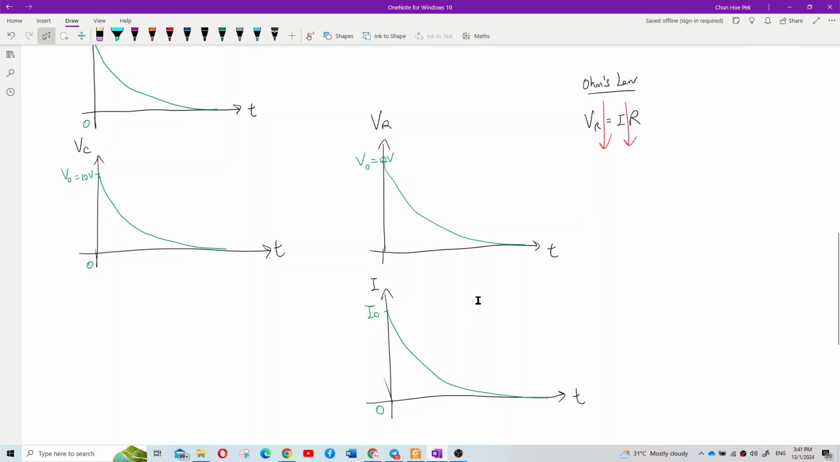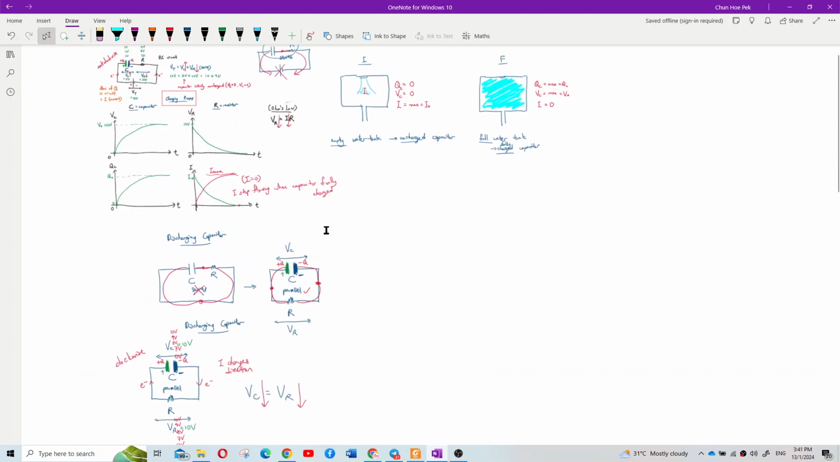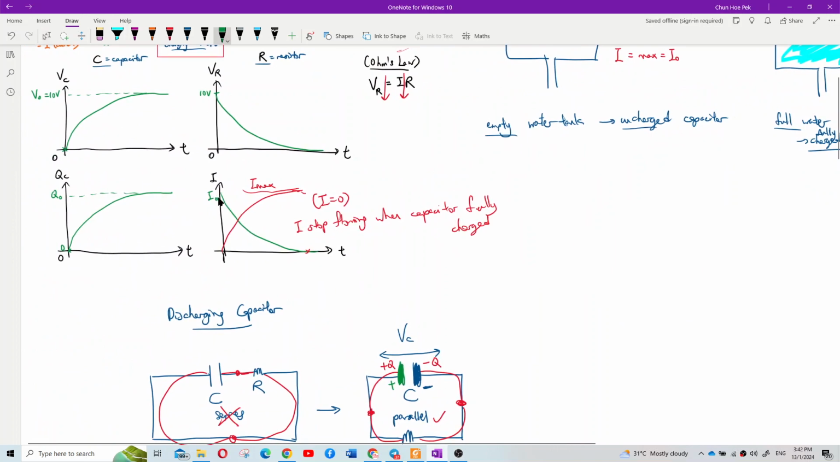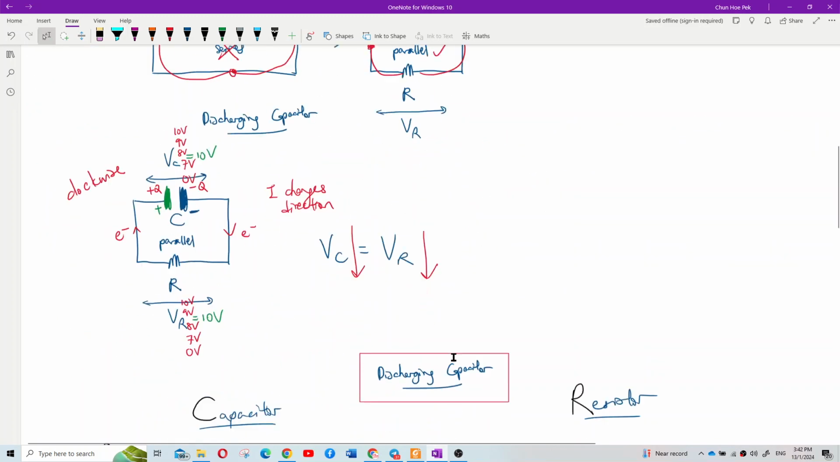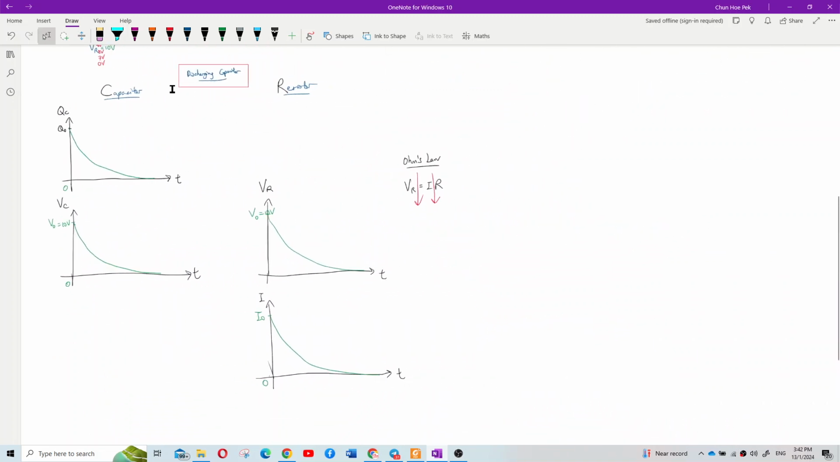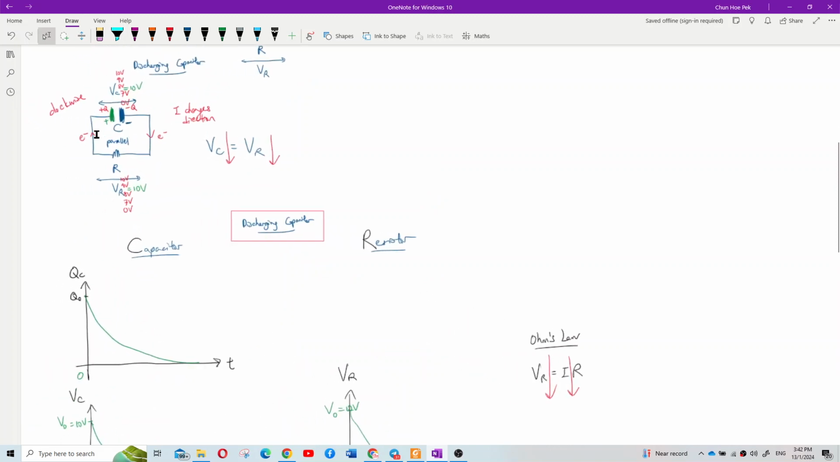Begitu kelas. Semua graf berkurang. So tengok current, kalau current tak pernah ada yang tambah kelas. Kalau charging, current berkurang ya. Kalau discharging pun, current pun berkurang. Tahu kenapa kelas? Kenapa discharging current berkurang bukan bertambah?